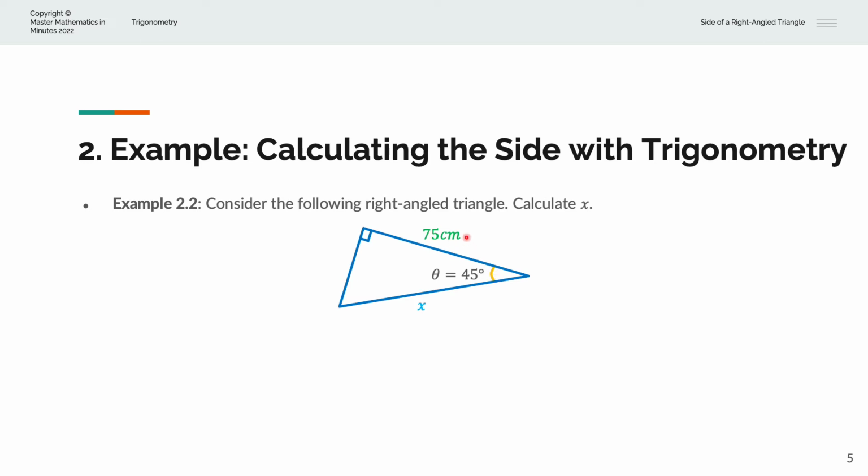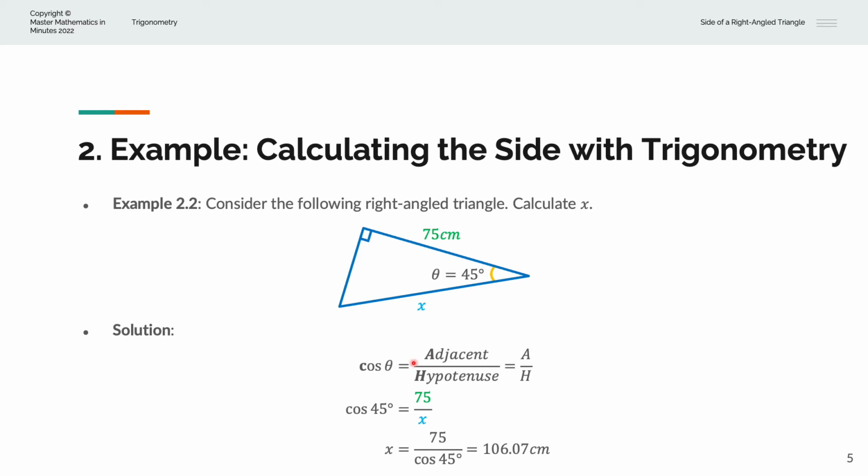That is given to us as 75 centimeters. So we have the adjacent side A and the hypotenuse side H. The function that relates A and H will be the cos function. So we'll pick the cos function in this case.